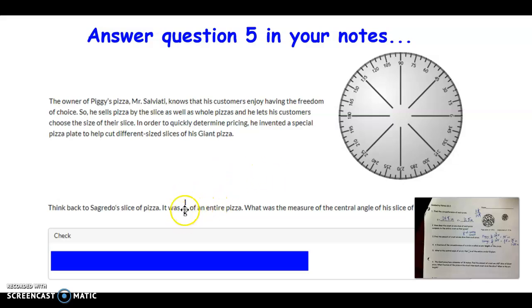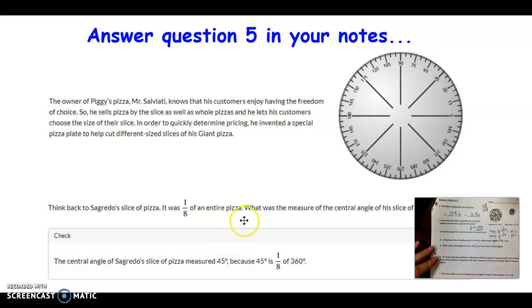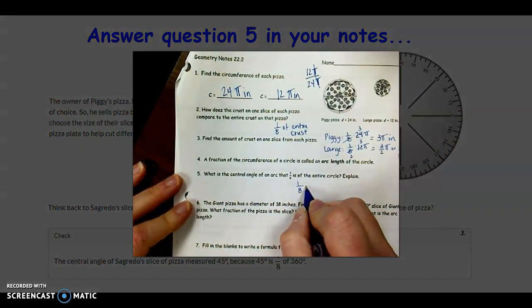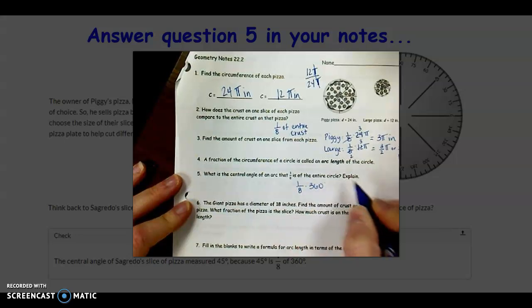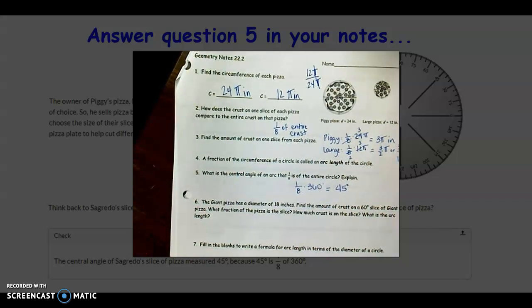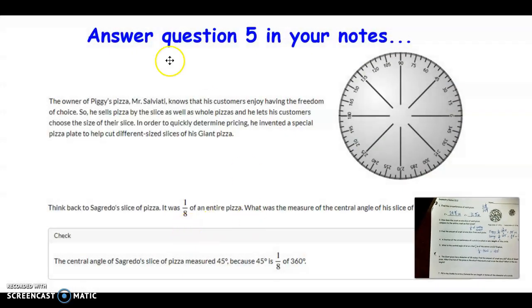Well, since we know the fractional part and we know an entire pizza or entire circle is 360 degrees, all we need to do is find 1/8 of 360 degrees. So when we find 1/8 of 360, then we find that that is simply 45 degrees. So that's the amount of the central angle of his slice of pizza.